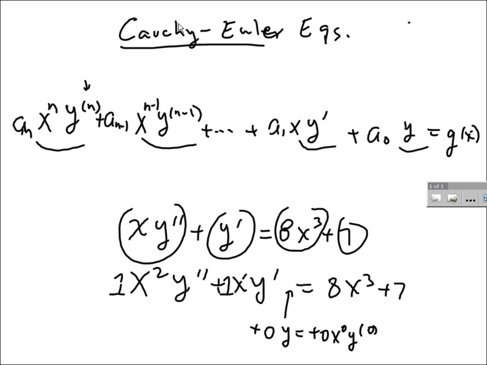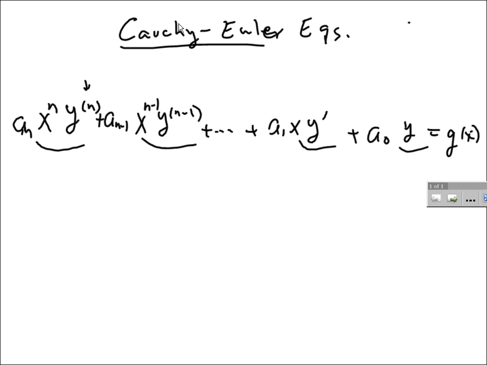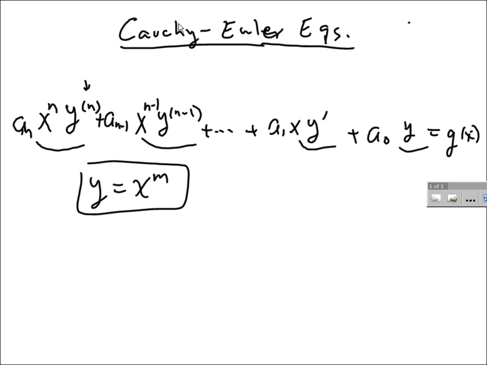So if we can get it to be in the form above, it's a Cauchy Euler equation, and the solution will be in the form of y is equal to x to the m. It will always be in that form. And our job is to find out m.